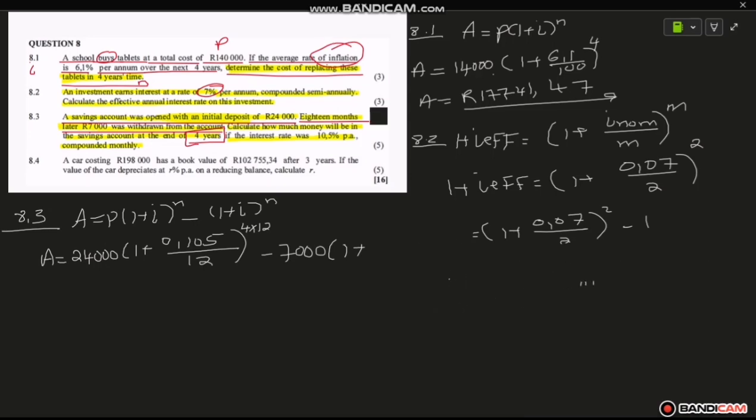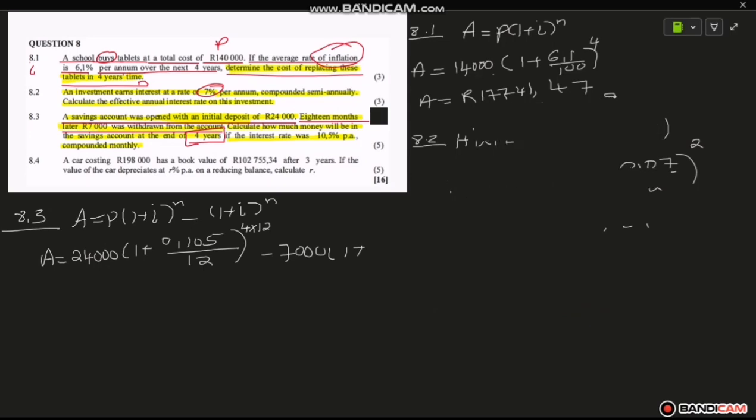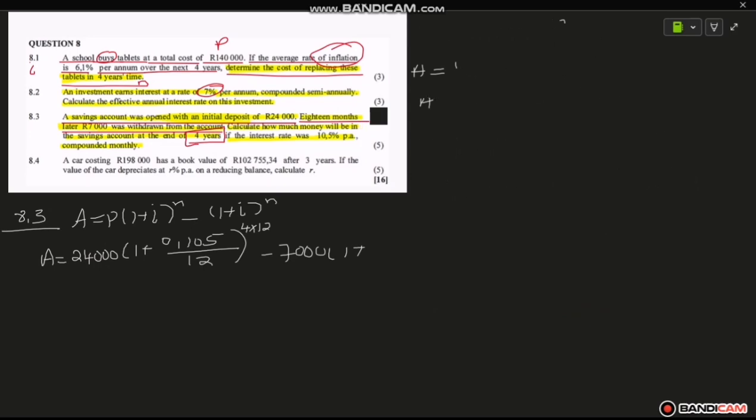So let me just erase this so we'll have enough space to work out our answer, or our substitutions. Okay. Sorry. It's 0.05 over the 12 because the compounding period is monthly.